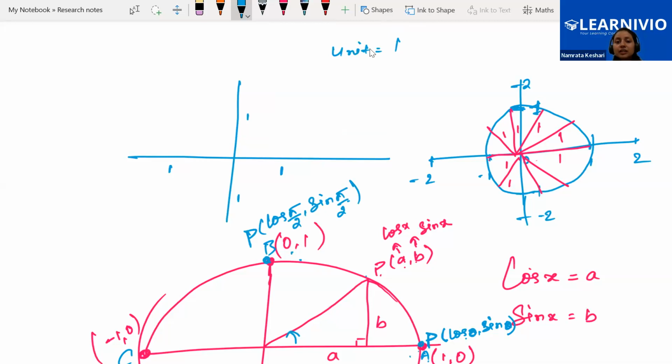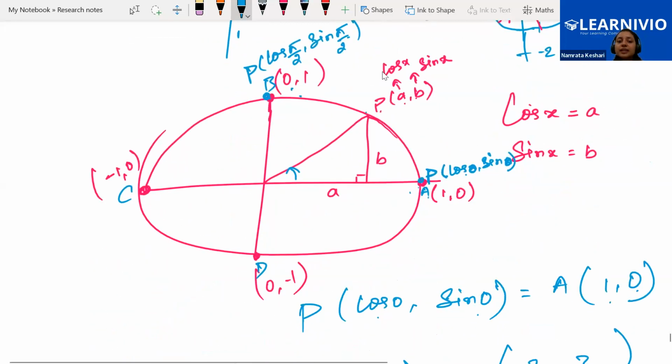If you are understanding it, then now if we are dragging the point P and keeping it on point C, here the angle became pi. Point P became (cos pi, sin pi). So can we say cos pi is -1, sin pi is 0? Can we say?